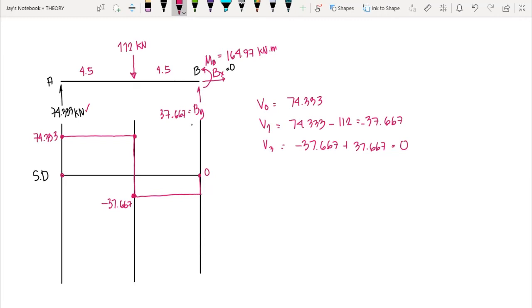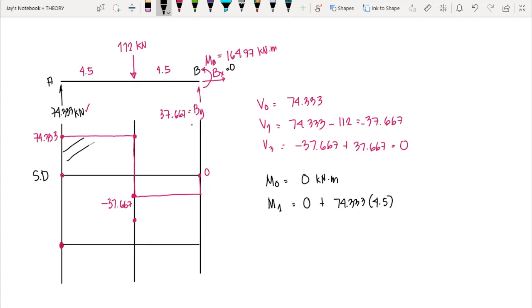Now let's proceed to our moment diagram. We do not have a moment at A, since A here is a roller support. So we begin at moment 0 equal to 0 kilonewton meter. Now we move to the 112 kilonewton point load. In order to compute the moment at that point, we compute the area of the shear diagram. Let's say that's our moment 1. We first start with 0, plus 74.333 times 4.5. That is the area of this shear diagram here.